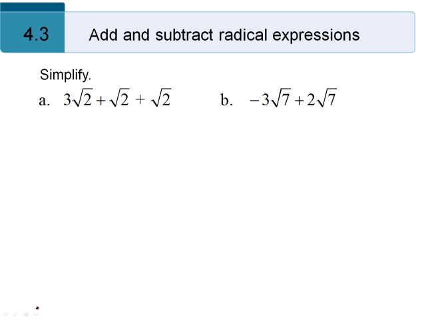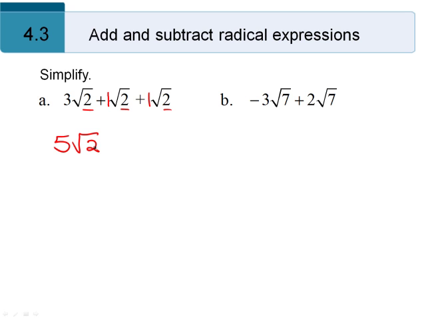All right. So now we go back to simpler ones. I think she meant to start us here, but that's okay. All right. So we have letter A is 3 square root of 2 plus square root of 2 plus square root of 2. So those are all like radicals because they're all square root of 2. Okay. And so what we're going to do is add them up. Now what you need to remember is that there's understood to be a 1 in front of each one of those square roots of 2. So you have 3 plus 1 is 4, plus 1 would be 5 square root of 2. And that would be your answer.